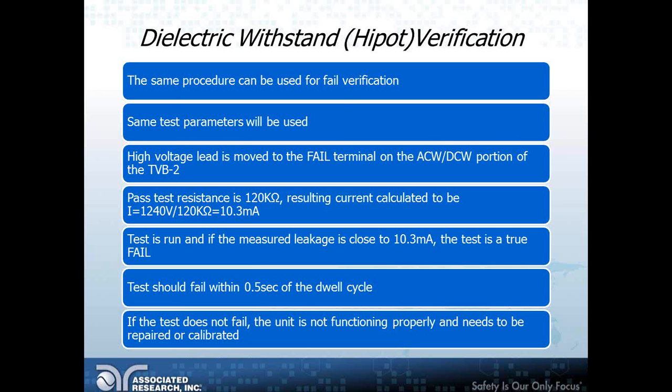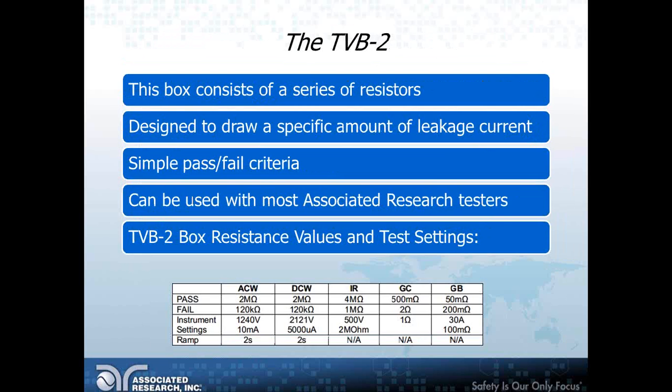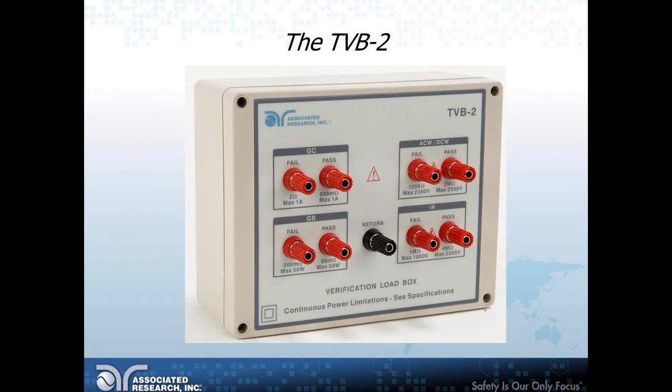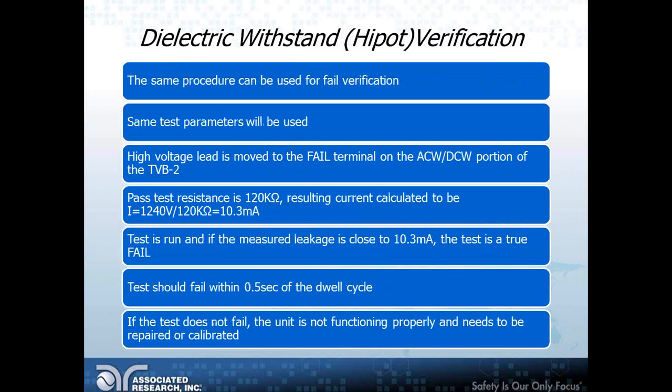This time our high voltage lead is moved from the pass side on the TVB2 box to the fail side, because we're trying to verify if our tester is going to fail correctly. Therefore, when the test is run, we're going to use pretty much the same parameters, the same voltage of 1.24 kV, but this time on the fail side our resistance is different, it's 120K. So if we do a quick calculation, we should be seeing a current of around 10.3 milliamps.